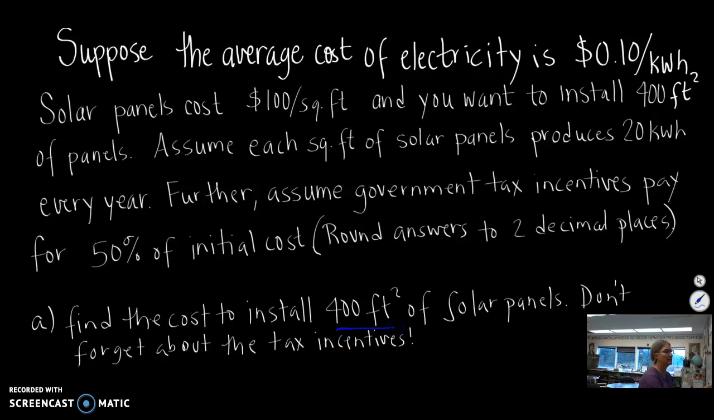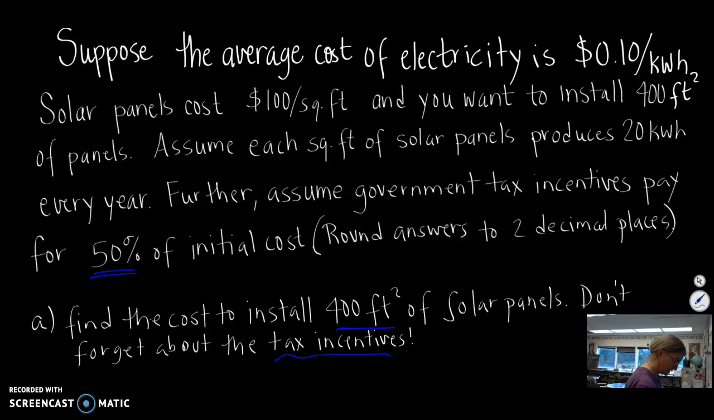Okay, so we're going to find the cost to install 400 square feet of solar panels. And don't forget about the tax incentive. So we have a 50% tax incentive, and the government often does this kind of thing because it cuts down on our greenhouse gases when we install things like solar panels. So the government pays for 50% of the initial cost. So how would you figure out the cost?